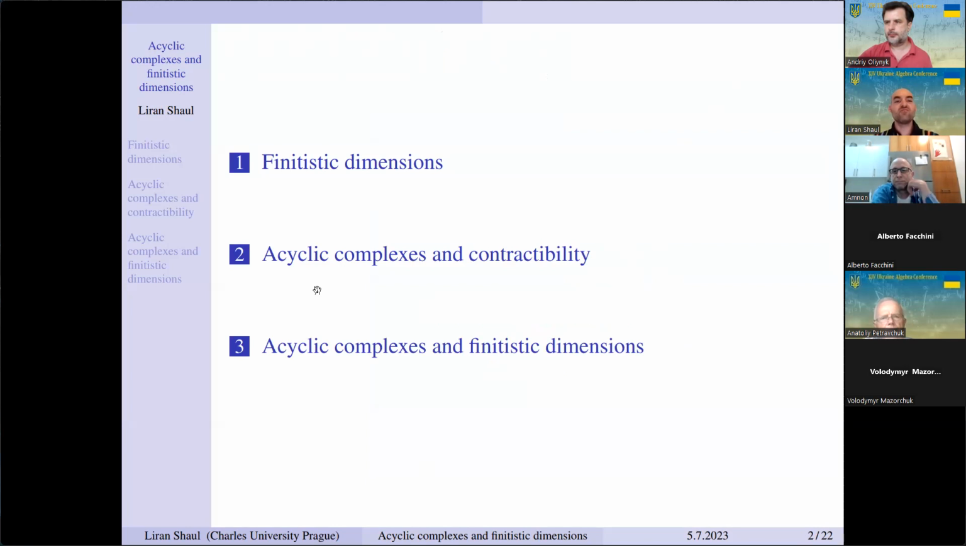Afterwards, I'm going to talk about acyclic complexes, and specifically, we are going to be interested in the question of whether they are contractible. By acyclic complexes, I just mean an exact sequence, and contractible is another name for null homotopic. So I want to know if such a complex is always contractible or not.